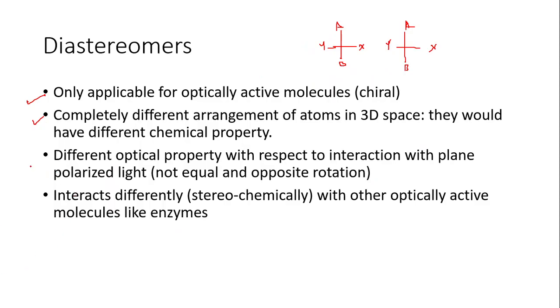They have different optical properties with respect to plane polarized light and definitely not equal and opposite rotation, which we see for the enantiomers. And of course, because the 3D arrangement is different, it interacts differently with other optically active molecules like enzymes. So that is the definition, that is diastereomers in a nutshell. Okay, so I'll stop this video right here.